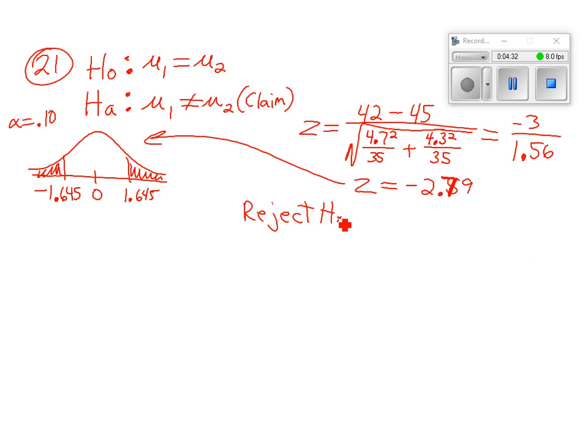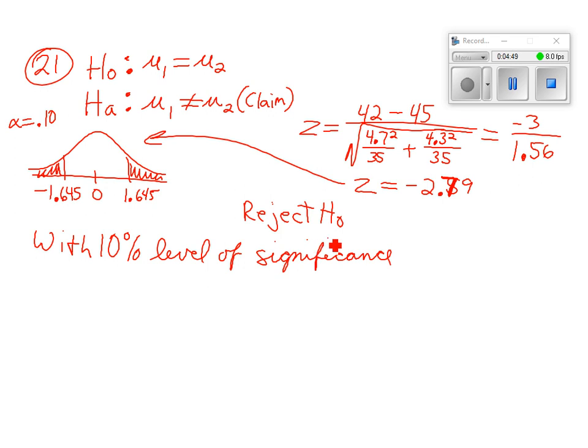Then to write it out, we're gonna say with 10% level of significance, then you use your chart. The claim was the HA. We rejected the null. Next thing. So what's the rest of our sentence gonna say? There is enough evidence to support the claim.